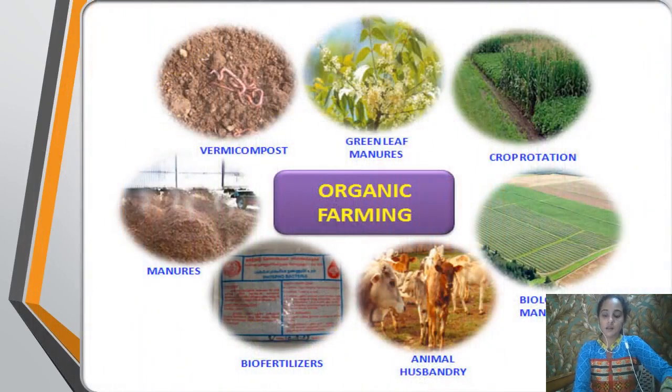Now, this is another important application that we have to see. What are the advantages of organic farming? See here, I have made a vermicompost plant, then the green leaf manures, then crop rotations, then manures we are adding, then the biofertilizer, animal husbandry, and the biological type of fields. So these all together constitute organic farming. Here we are not using any chemicals, but this is an integrated project.